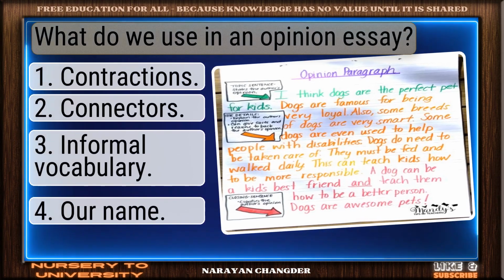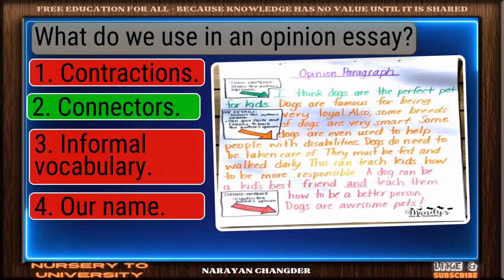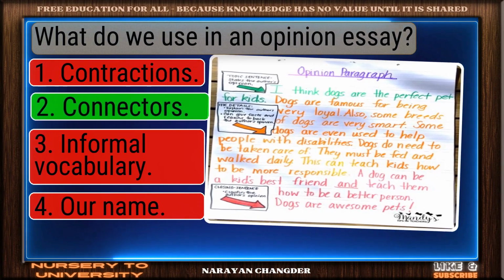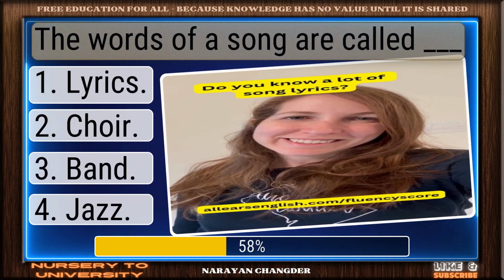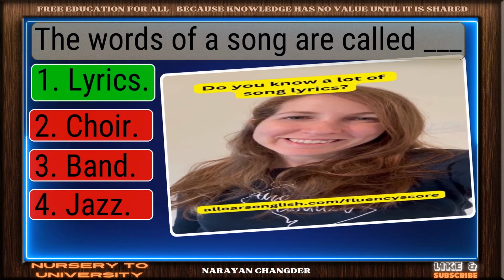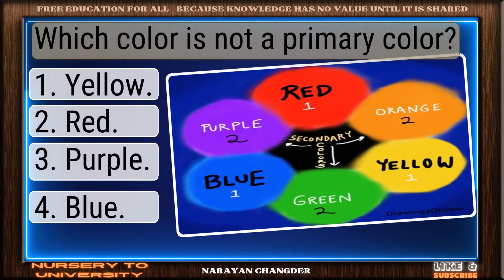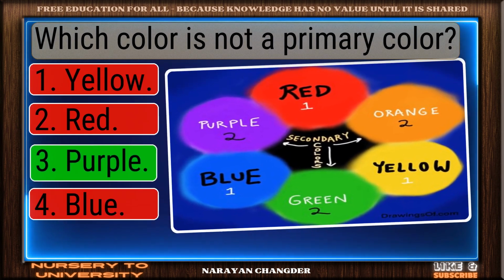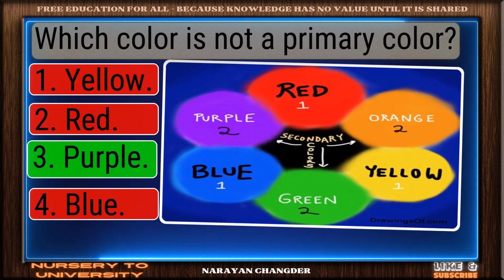What do we use in an opinion essay? Sharp thinking. Connectors is the right choice. The words of a song are called dash. Well done. Lyrics is the right choice. Which color is not a primary color? Correct response. Purple is the most accurate answer.